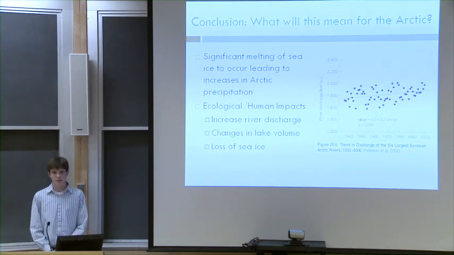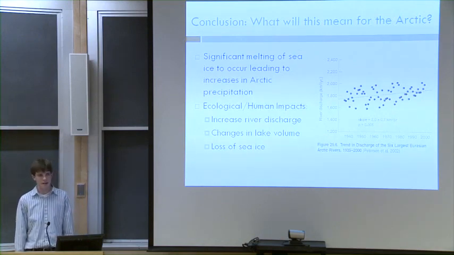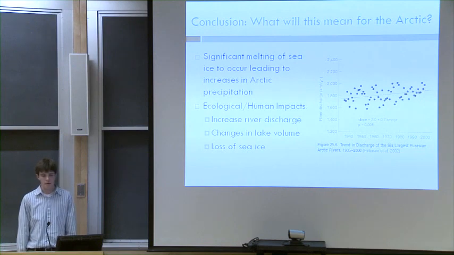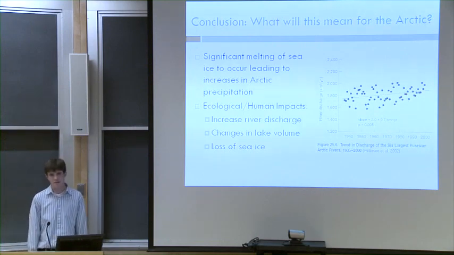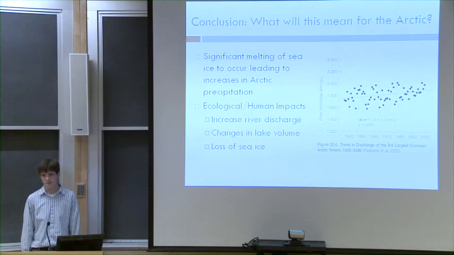For the ecology, we can see that there are going to be major changes in habitat area for various species. There are also going to be changes in migration routes. For humans, this can be a major factor in some of the traditional hunting and fishing practices that occur. And so this relationship between sea ice and precipitation will be of utmost importance to some of these communities in the near future.